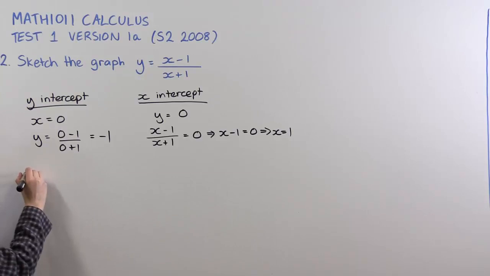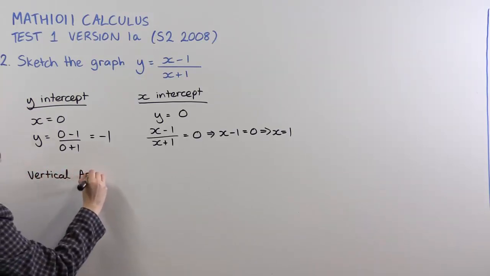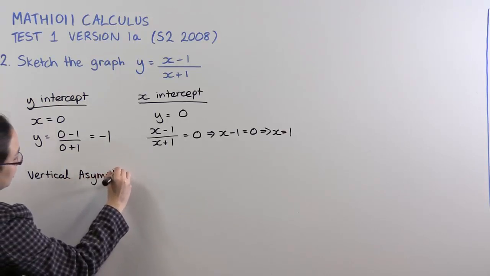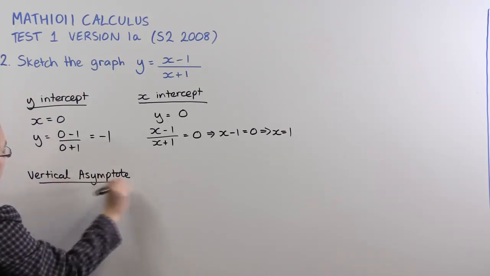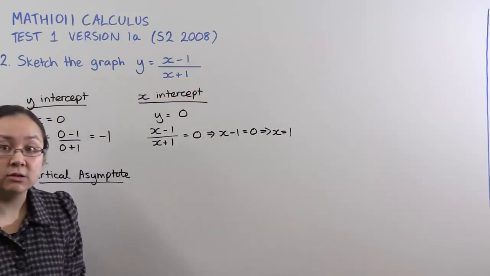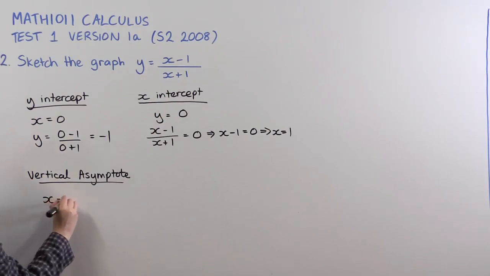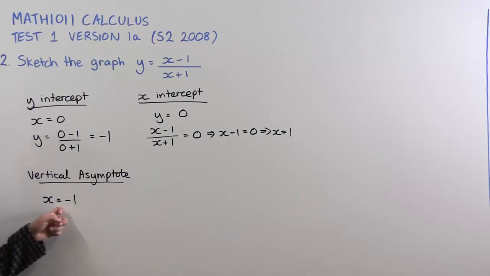The other thing you might notice is that you've got a division here, and you're not allowed to divide by 0. So actually there's a vertical asymptote here. Because you can't divide by 0, when the bottom is 0, so that's when x is minus 1, that can't be part of our domain. That's where our vertical asymptote is going to occur. So we've got a vertical asymptote happening at minus 1.